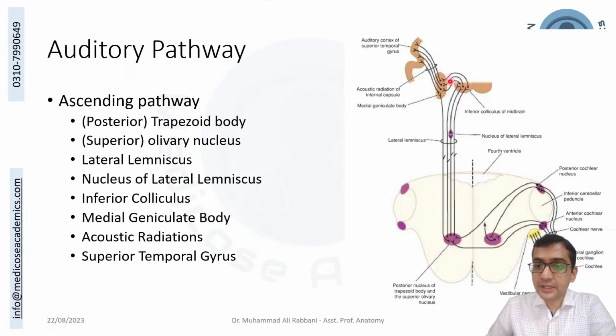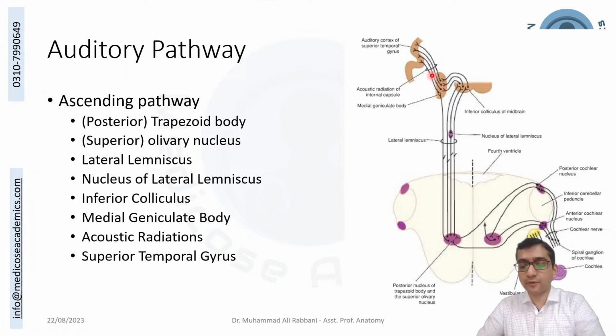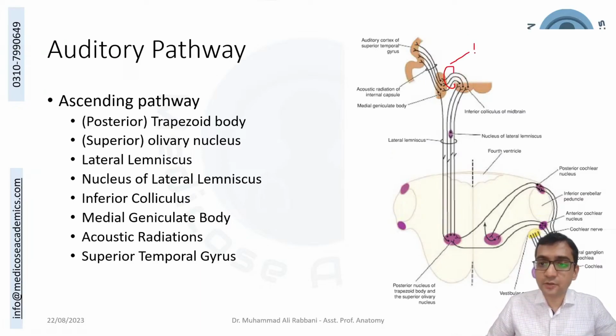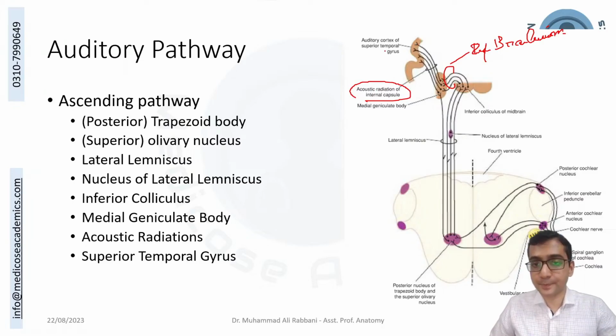The inferior colliculus then gives signals to the medial geniculate body. Again, compare it with the lateral geniculate body, that was for the visual pathway. The part from the inferior colliculus to the geniculate body is called the inferior brachium. And from the medial geniculate body, the part that goes to the brain is called auditory radiations, or acoustic radiations.